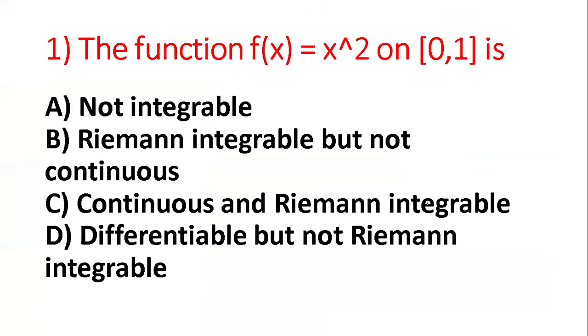Next, a practice question for you. The function f of x is equal to x square on the closed interval 0, 1 is: option A, not integrable; B, Riemann integrable but not continuous; C, continuous and Riemann integrable; D, differentiable but not Riemann integrable. If you understand the concept, comment your answer in the comment box. This question is for you. Try it.